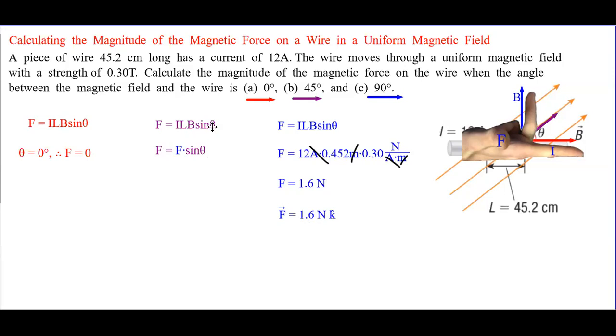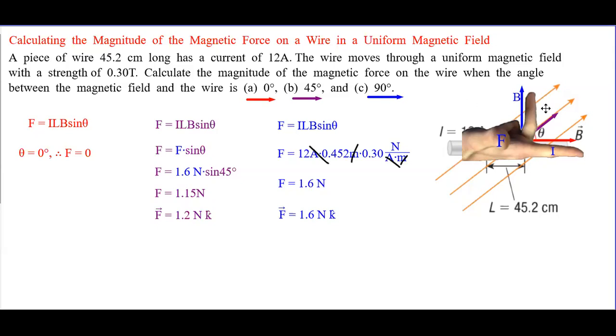Since I'm going to be at a 45 degree angle, I'm basically going to be at almost 71% the strength of force at 45 degrees. Or if you don't believe me, you can just work those numbers through, put all these original numbers in ILB and just do it again yourself. But I'm just going to take a shortcut: 1.6 newtons times sine 45 will give you about 1.2 newtons.